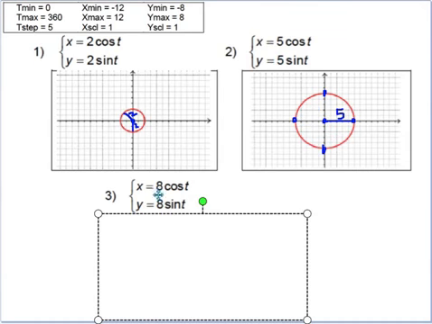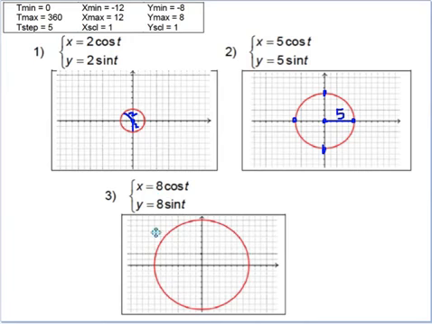Now for problem number 3, your radius is going to be 8. So an even bigger circle. So from here to the edge is 8 tick marks. Okay, go ahead and draw those in and then move on.